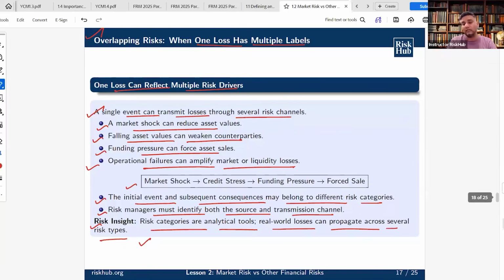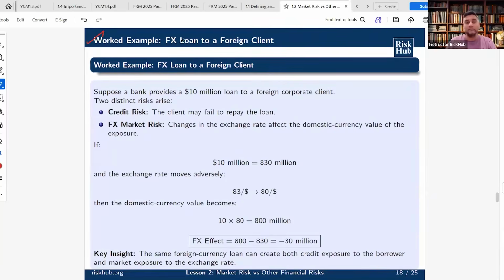Then we have slide number 18, which is a worked example: an FX loan to a foreign client. Suppose the bank provides a $10 million loan to a foreign corporate client. Two distinct risks arise. Credit risk: the client may fail to repay the loan. FX market risk: a change in the exchange rate affects the domestic currency value of the exposure.